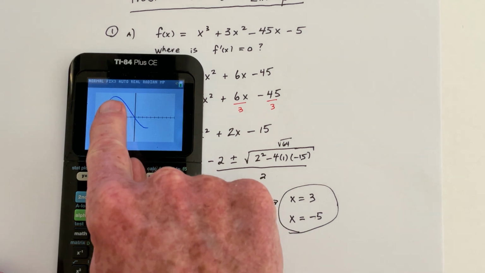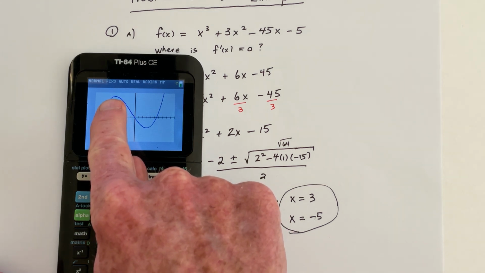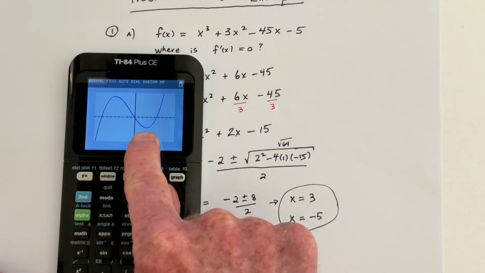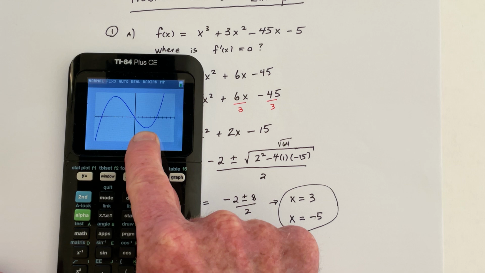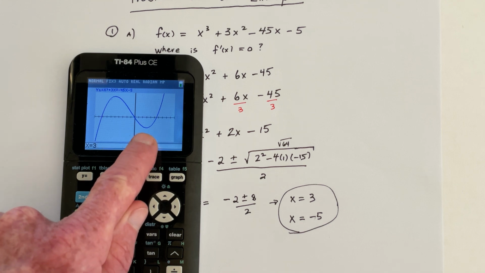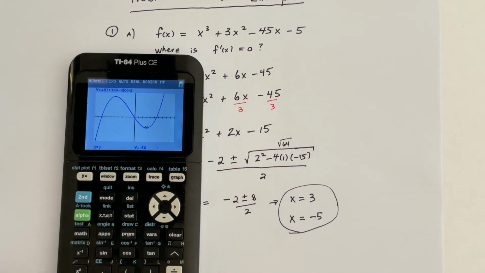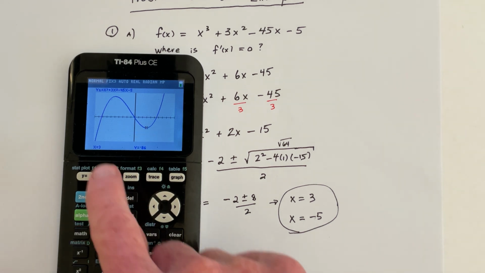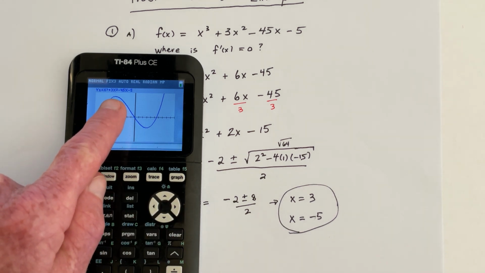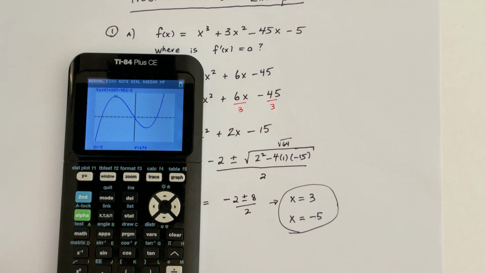So right up there, when it reaches that maximum, the derivative equals 0 right there. And right here, when it reaches this minimum, the derivative equals 0. So if I check the 3, trace, and put 3, that should be when it's at the bottom or the minimum. And then also I can check the -5, and that should be when it's at the top right there, or the maximum value. So those answers look correct.